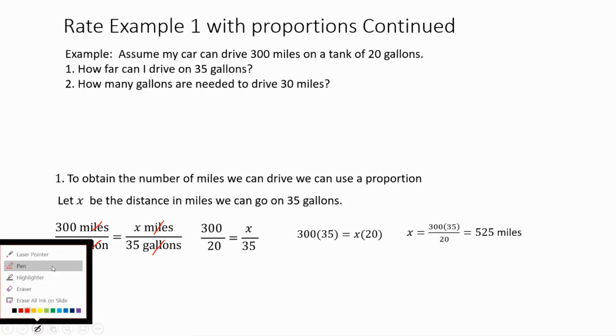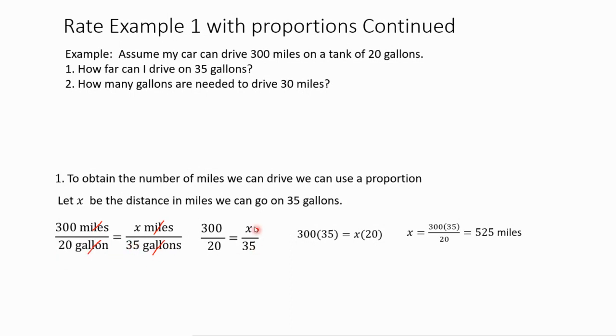So we get this proportion. How do you solve that? You cross multiply. You could simplify 300 over 20 if you want to, but you don't have to. I just cross multiply: 300 times 35, 20 times X. And then from here to here, we divide both sides by 20.